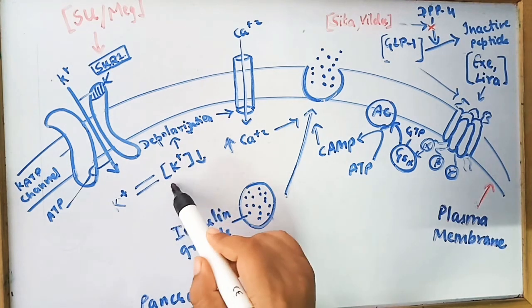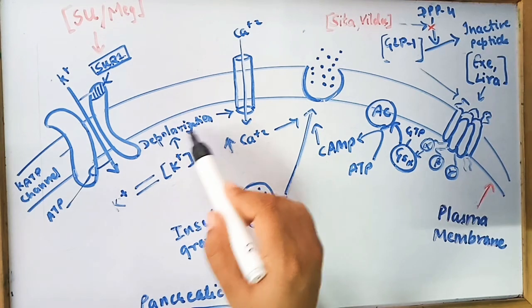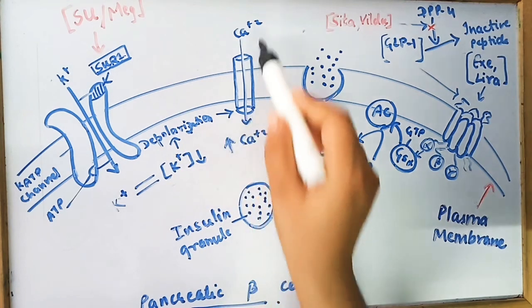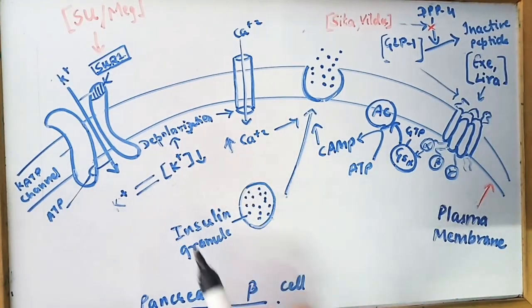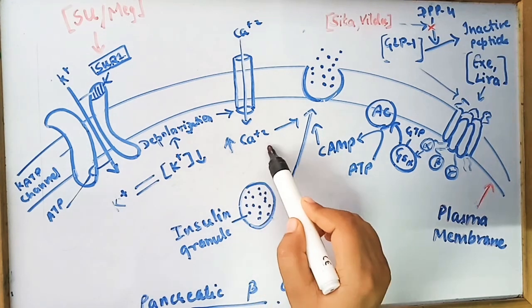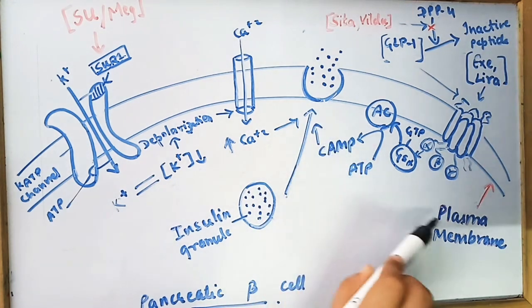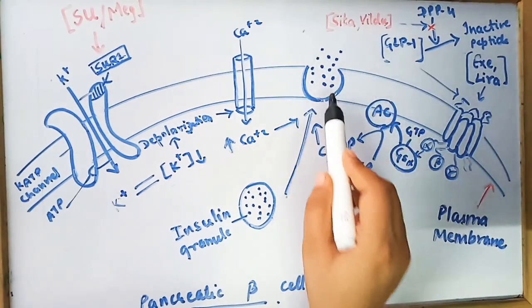So this decrease in the potassium store inside the pancreatic cell causes depolarization, and this depolarization causes the activation of the calcium channel, and the calcium stores inside the pancreatic beta cell increase, as well as the intracellular stores of calcium also increase, and this causes the release of insulin by binding of this insulin vesicle over the plasma membrane, and the release of insulin takes place.